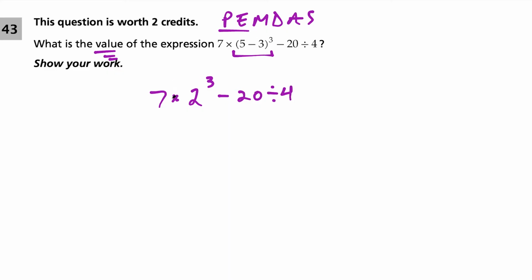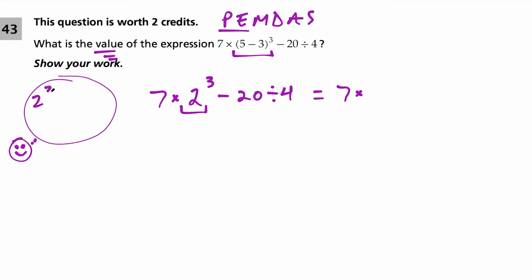And then next, we look at the new expression here, and the next thing we should focus on is the exponent. So we have 2 to the third power. The math you should be doing in your head, just know that 2 to the third power is the same thing as 2 times 2 times 2. And 2 times 2 times 2 is 8. So this is going to work out to 7 times 8 minus 20 divided by 4.